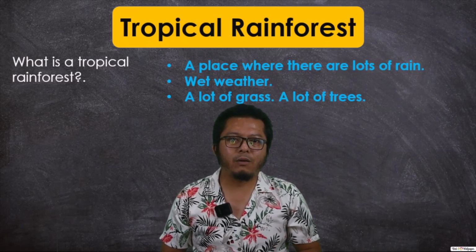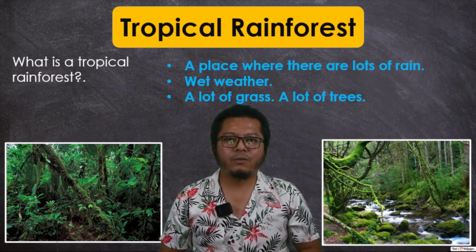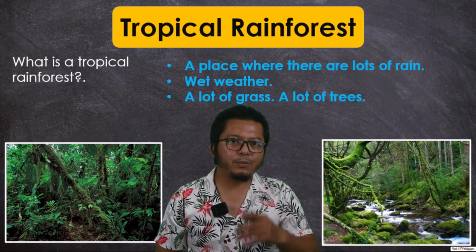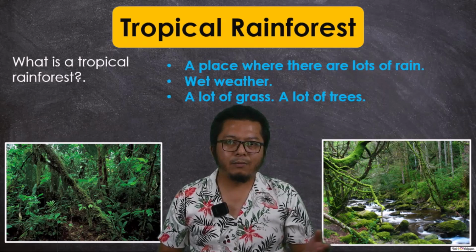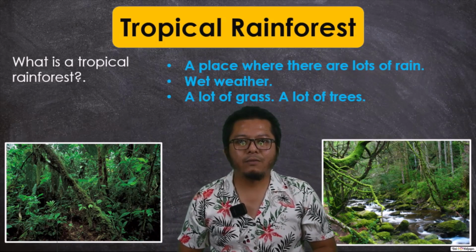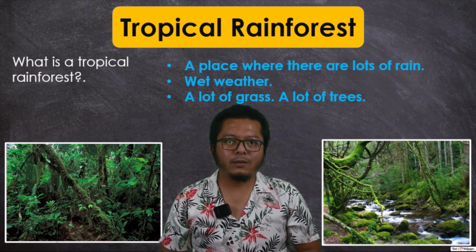We have tropical rainforest. Now, these are examples of tropical rainforest. We have rivers in tropical rainforest, and we have waterfalls, and we have lots of grass, lots of trees, lots of bushes. Okay, hutan, banyak hutan.